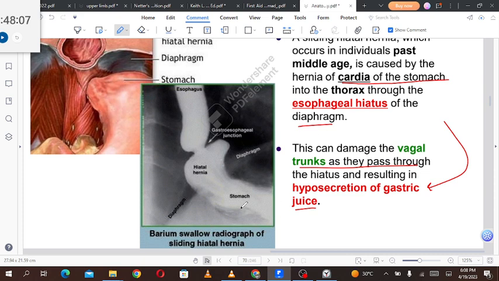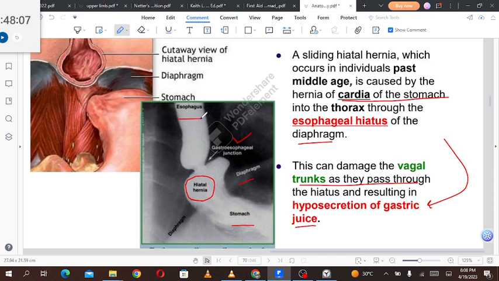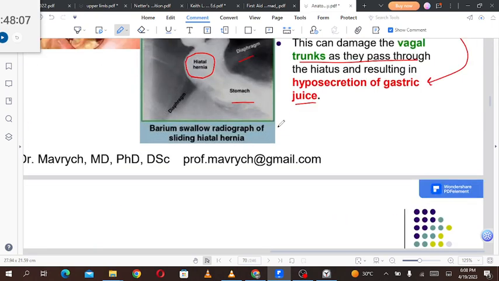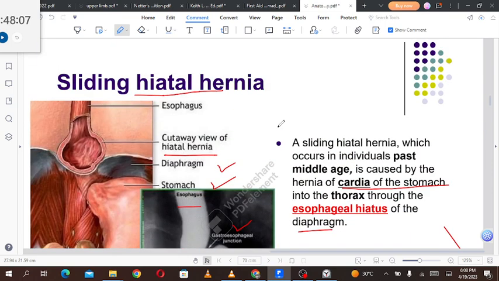So here you can see a picture. This is the stomach and this is the hiatal hernia above the diaphragm. This is the diaphragm over here, the gastroesophageal junction is right over there, and the esophagus is over there. So this is a cut away view of the hiatal hernia, with the diaphragm and stomach. So remember these things, and moving forward. So what is a paraesophageal hiatal hernia? In a paraesophageal hiatal hernia, the cardia is right in its place.